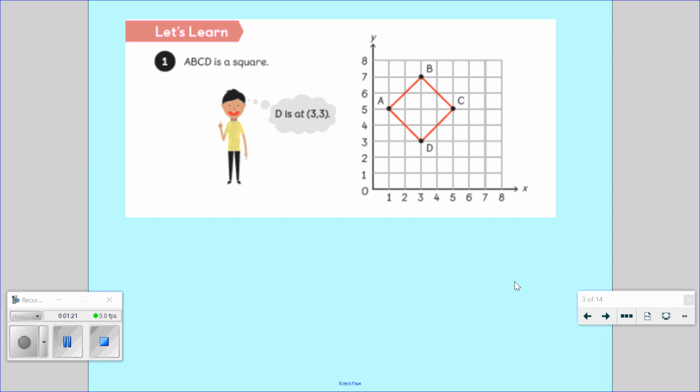So Elliot's first question was where to put D to form a square. Ravi says it's at 3, 3. So let's check. Here is point D. We can see it is 3 horizontally and 3 vertically. So it is at 3, 3. And you can see that it has formed a square. Even though it's been turned or rotated, we can see it has 4 equal sides and 4 equal angles.